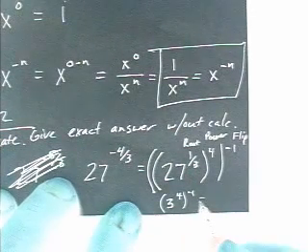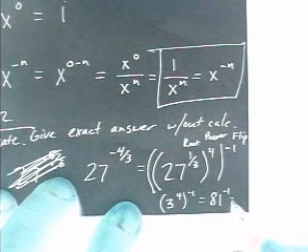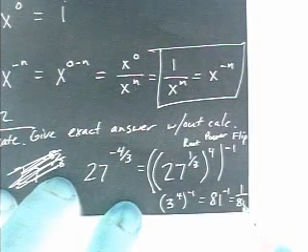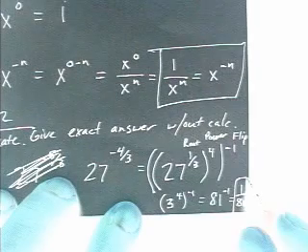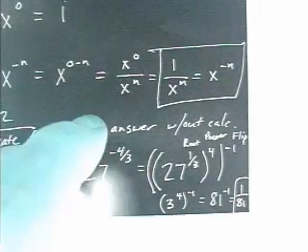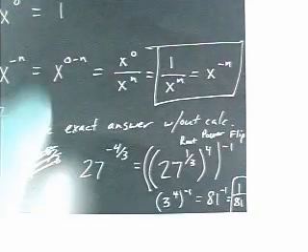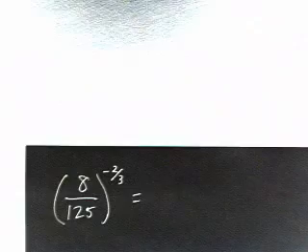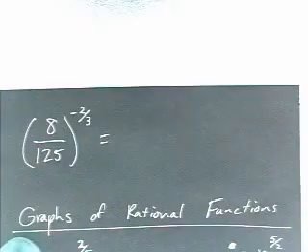3 raised to the 4th power is 81. Everybody should know that. And flipping it over makes 1 over 81. Piece of cake. Root, power, flip. So practice it. Let's practice another one here.